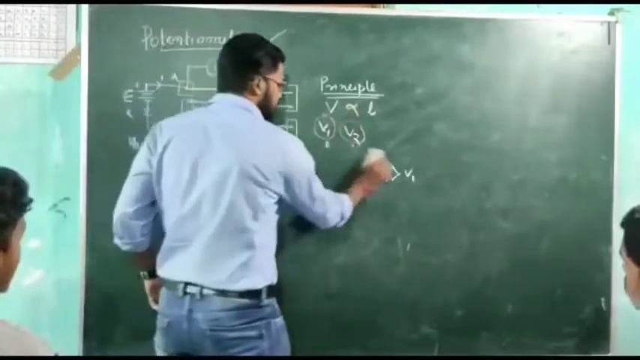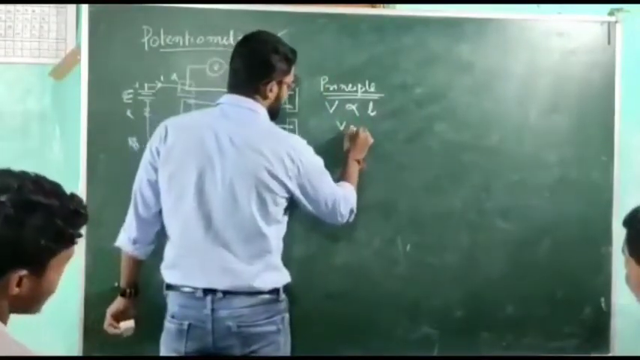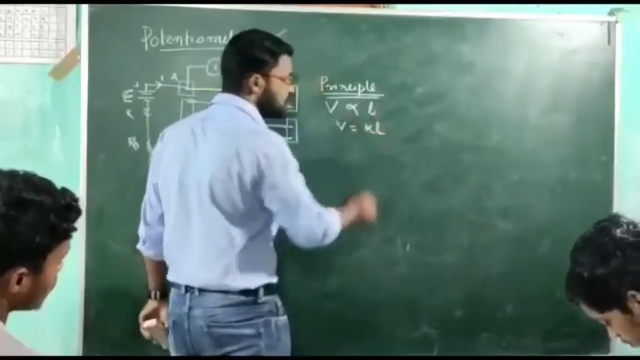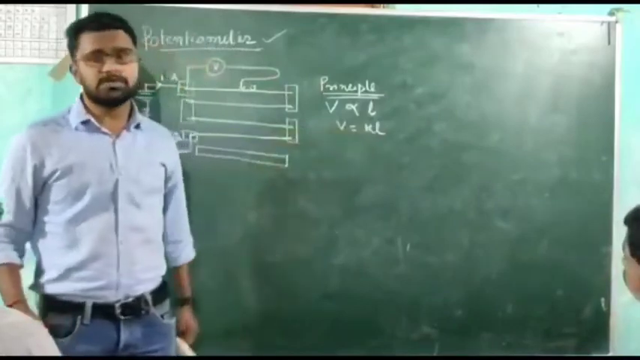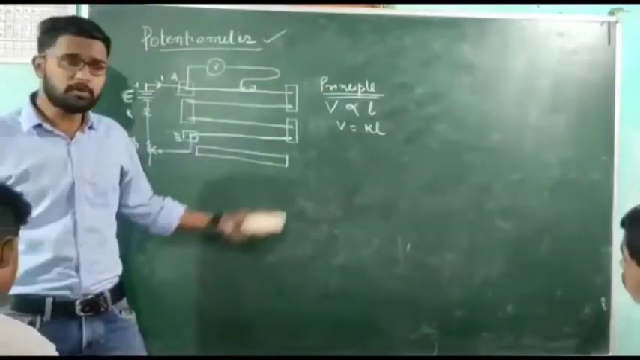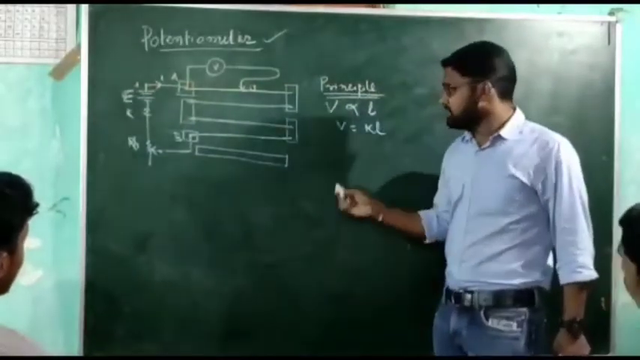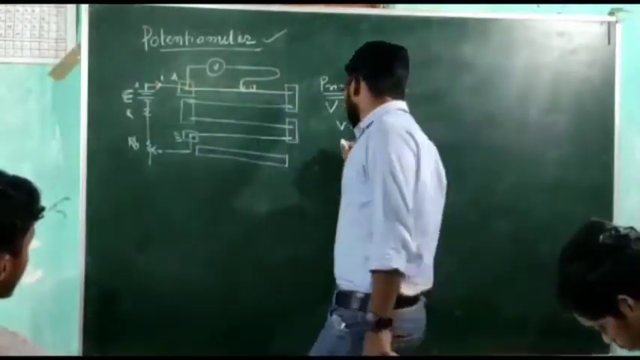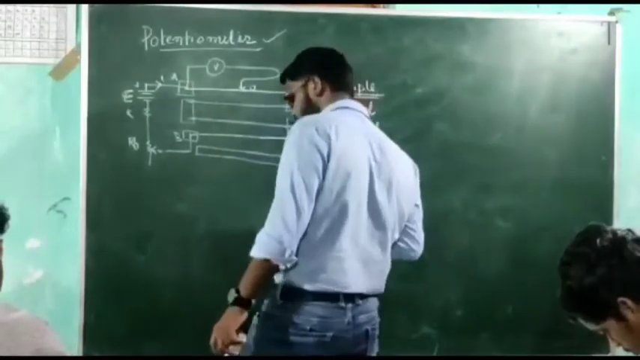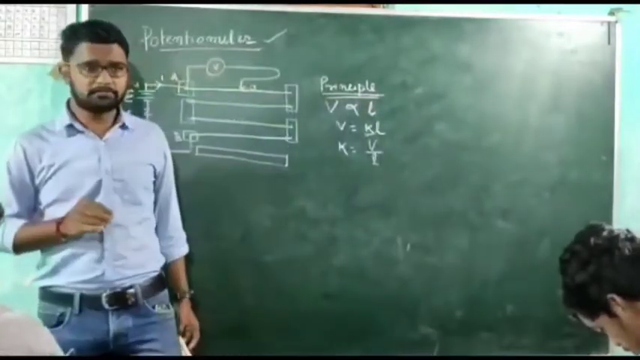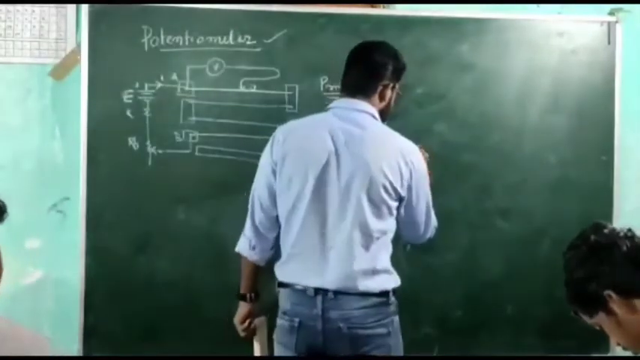So here I can write V is equal to KL. If I take out the proportional sign, then I can introduce a proportionality constant K. This proportionality constant can be determined as K is equal to V by L. This is known as the potential gradient.